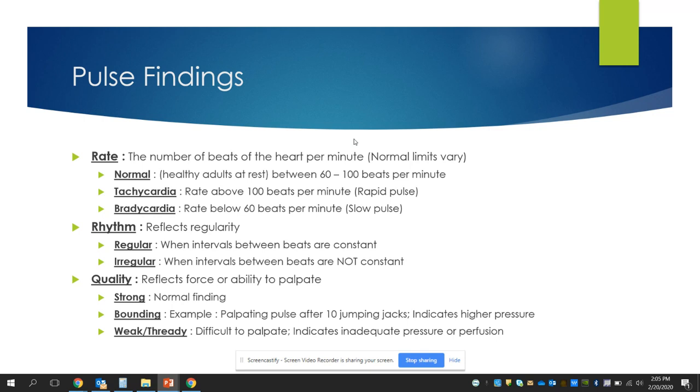Now, rhythm is pretty self-explanatory. Again, is it a regular interval between beats or is it not? So is it regular or irregular? And then what's the quality? So normal is strong. If it's bounding, then that might mean their arteries are under higher pressure. So again, bounding should not be normal. Strong, easy to palpate is normal, but not bounding. If it's weak or thready or difficult to palpate, that could show us that the patient has inadequate perfusion or inadequate blood pressure.